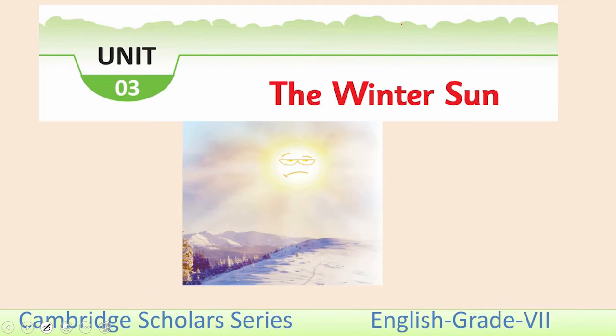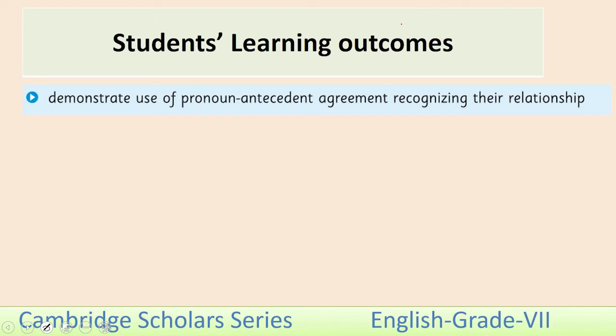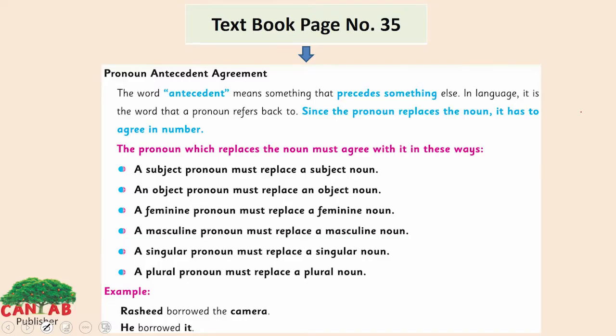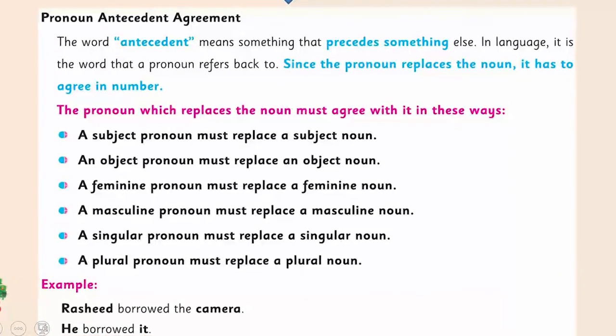We will start our lesson from unit number 3, the winter sun. SLOs of this lesson are to demonstrate use of pronoun antecedent agreement, recognizing their relationship. In previous lessons, we discussed reflexive, possessive, personal and indefinite pronouns. So, in this lesson, we will discuss pronoun antecedent agreement.